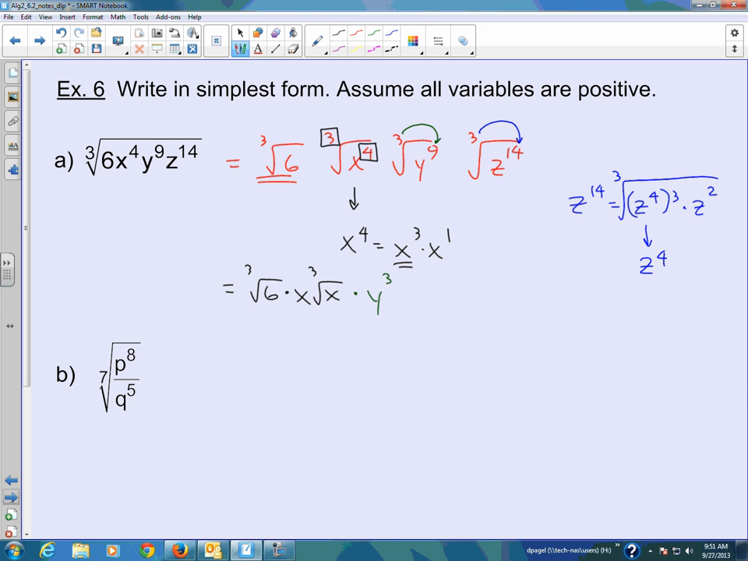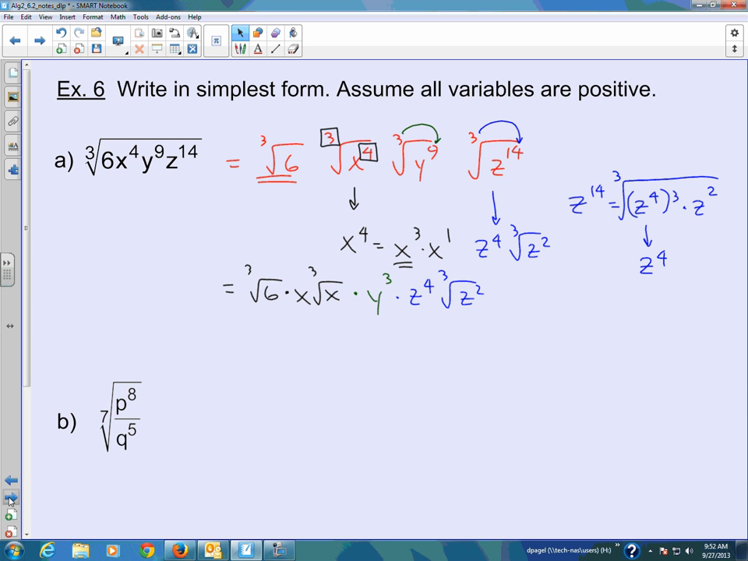And so that's what happens here. I get a z to the 4th that's out in front, and then on the inside I still have a z squared. So z to the 4th, and then a cube root of a z squared. So don't forget to include your roots. Don't just start writing radicals and making them become square roots all of a sudden, because they're not. This is a cube root.